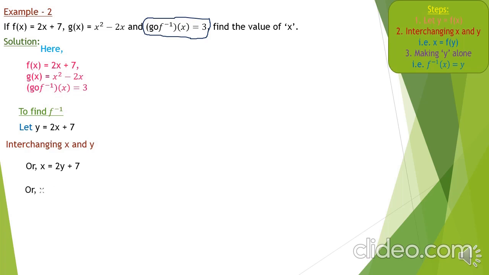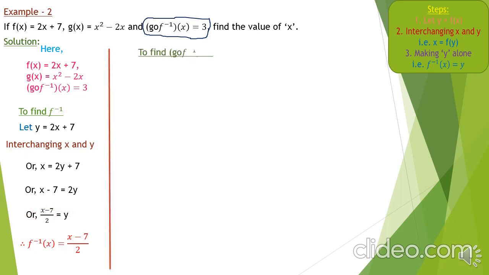We interchange the values of x and y, so x minus 7 is equal to 2y, then x minus 7 by 2 is equal to y. If y is alone after interchanging, that y is the inverse of the function. So f inverse x is x minus 7 by 2. We did this part, and now we have to do the composition of g o f inverse x.